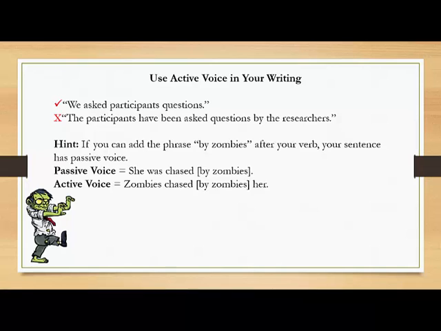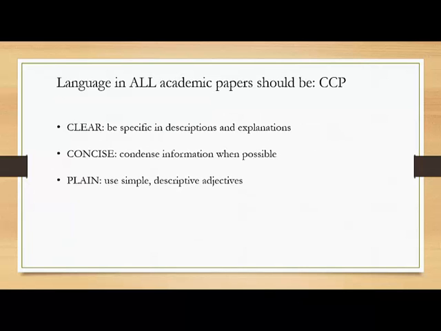Stick with active voice. If you've watched any other ERC tutorials, you've already seen this. It's a handy trick to avoid passive voice. You've also heard this before: clear, concise, and plain. Always follow these ideas in academic writing. Be specific and get to the point. Condense your information when possible, and use simple descriptive adjectives.